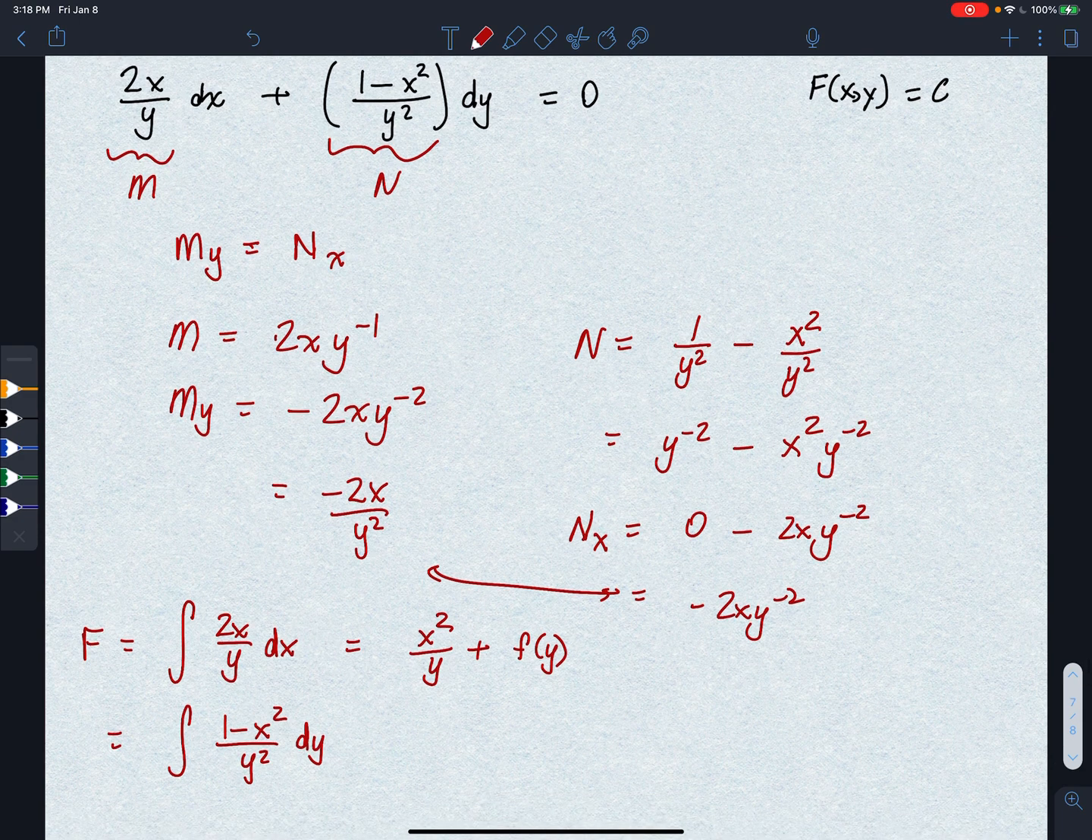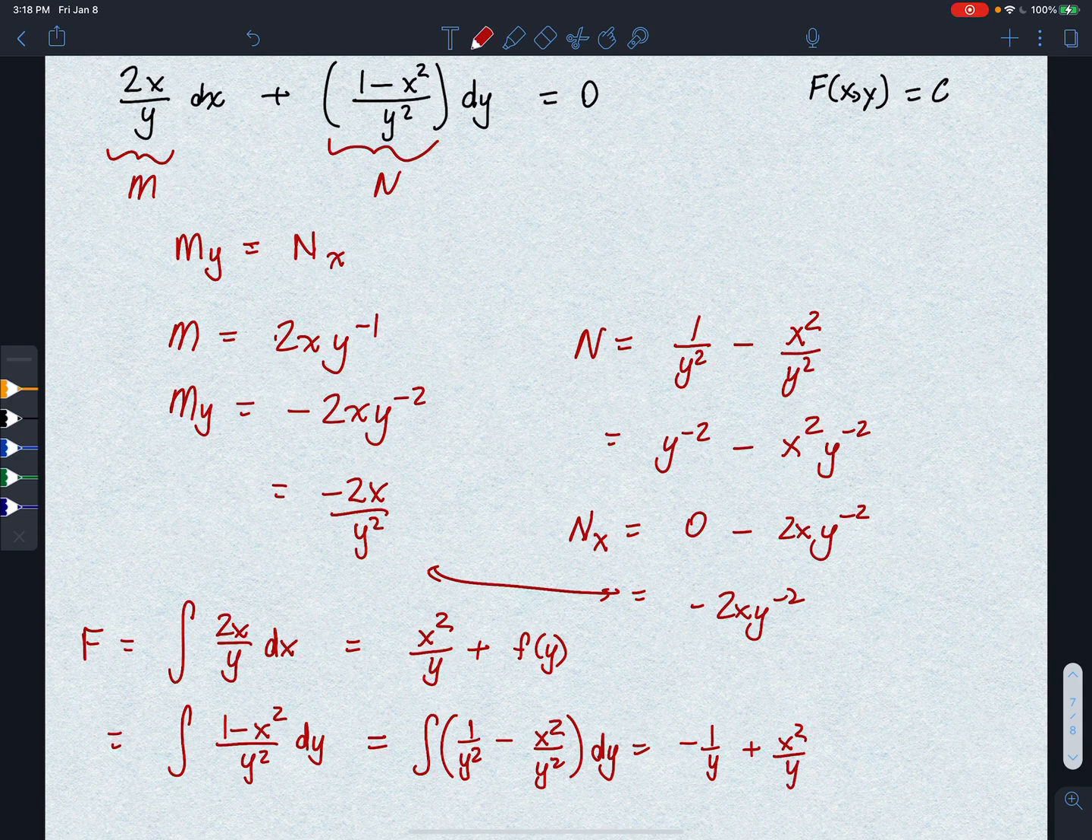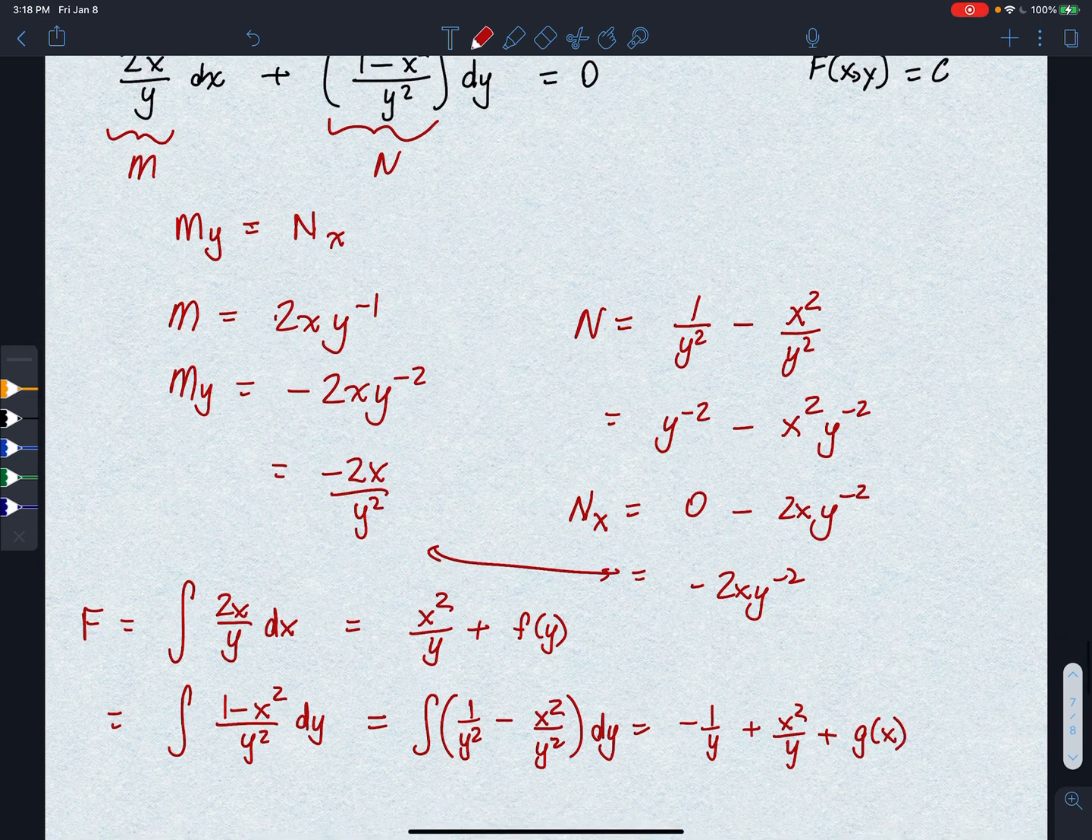Now for the second one. So I'm going to have to break this up a little bit here. So I'm going to have 1 over y squared minus x squared over y squared, and that's dy. Well, looking at that, we know that the antiderivative of 1 over y squared is negative 1 over y. So this is going to be negative 1 over y plus x squared over y, because there's already a minus sign out front, and plus some general function of x.